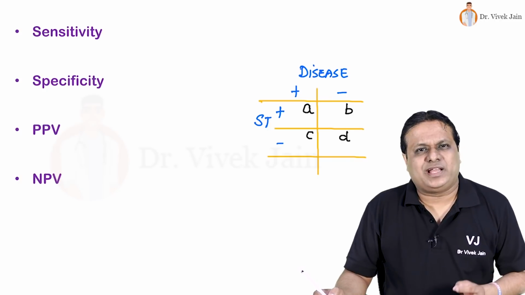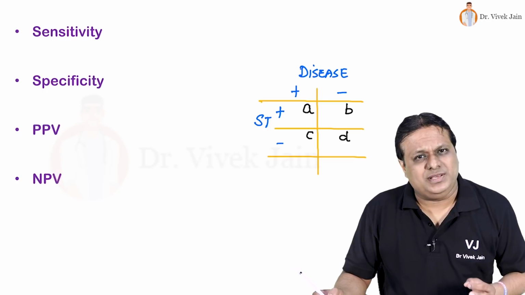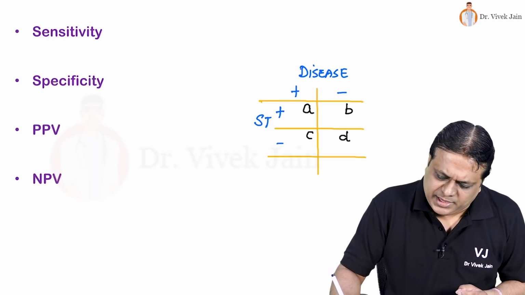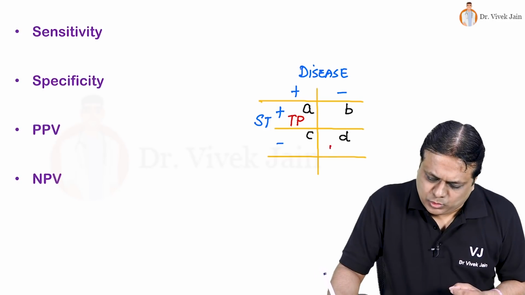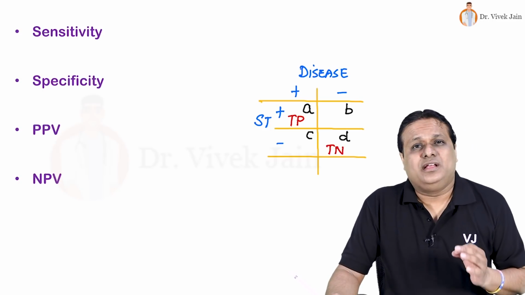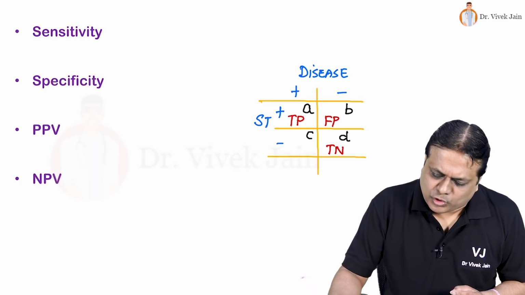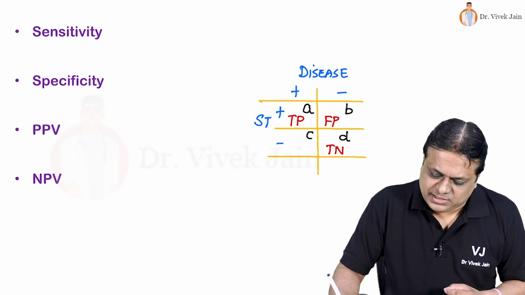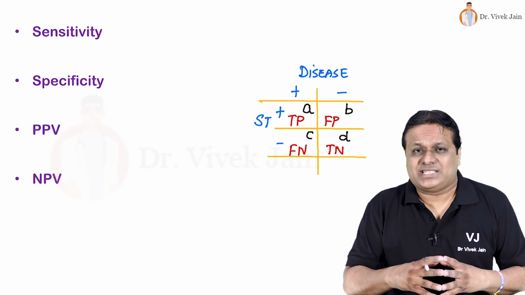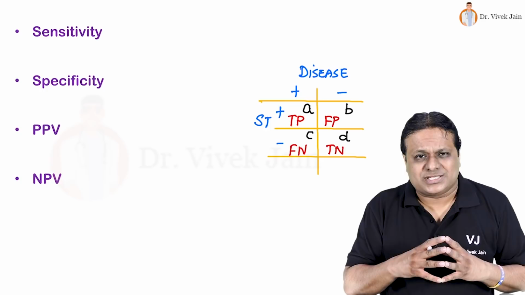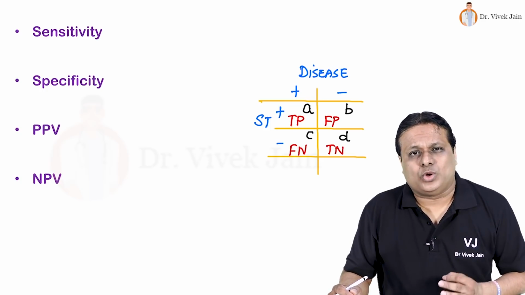Disease on top, present, absent. Screening test results on the left side of the table, positive, negative, A, B, C, D in the same sequence. A is true positive, D is true negative, correct results. Wrong results are B and C. B is false positive and C is false negative. So once you memorize this table, as I have discussed in the app video on screening test, now you have to memorize this formula so that you can solve the question.